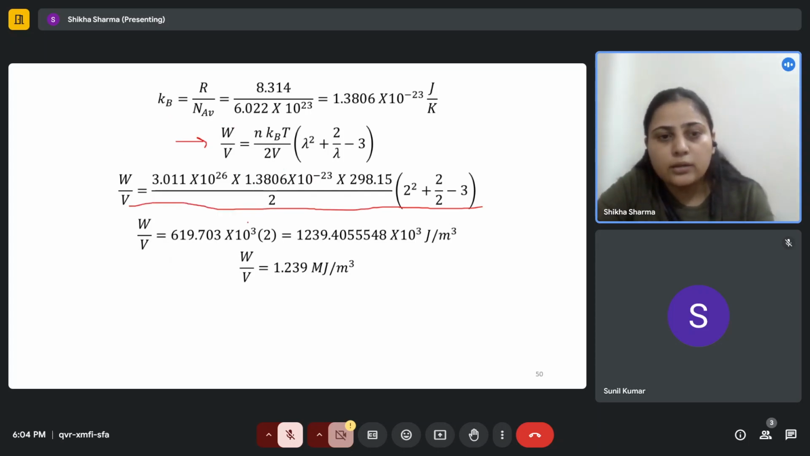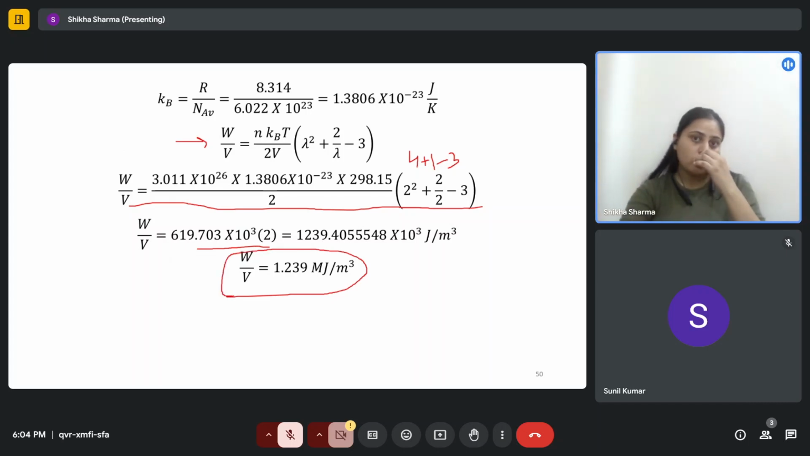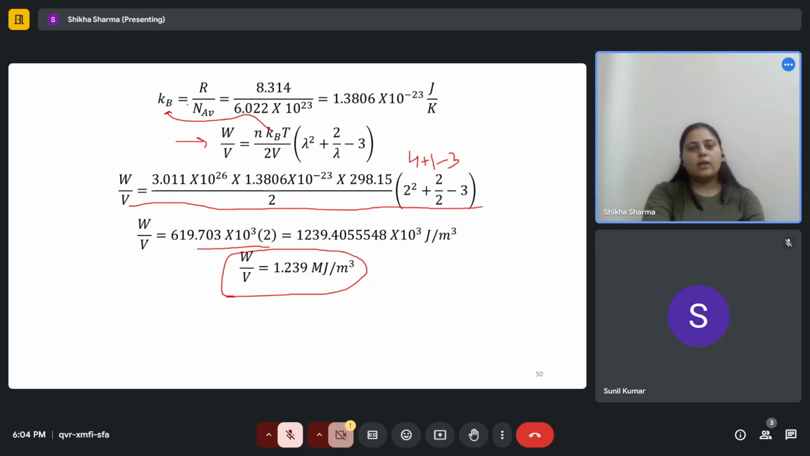And we can solve this: here 2 square is 4, plus 1, minus 3, which is nothing but 2. So when we solve this whole equation, we get W by V equals 1.239 megajoule per meter cube. Also, we can calculate this kB, which is nothing but a constant value, as equal to R by Avogadro number.